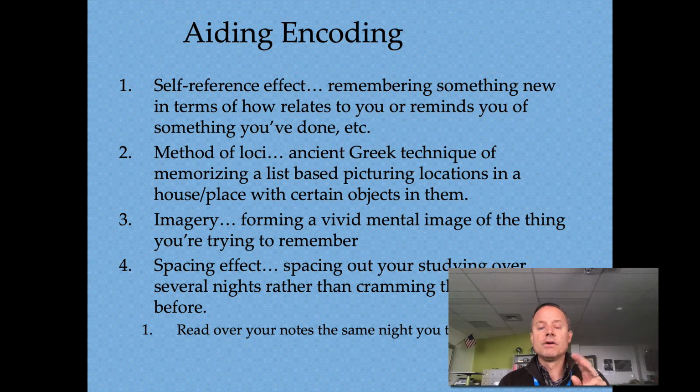Number 2, the method of loci. I don't think this is a great way, but ancient Greeks used this technique. They would picture themselves in a house going from room to room, and they would picture an object in each room, and that would help them remember those things. Maybe that works for you. Number 3, maybe just regular imagery, which is forming a vivid mental image of the thing you're trying to remember. That can be helpful.